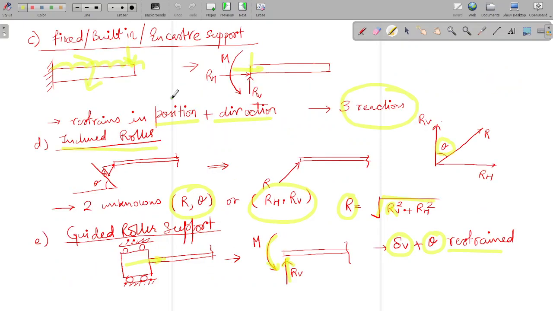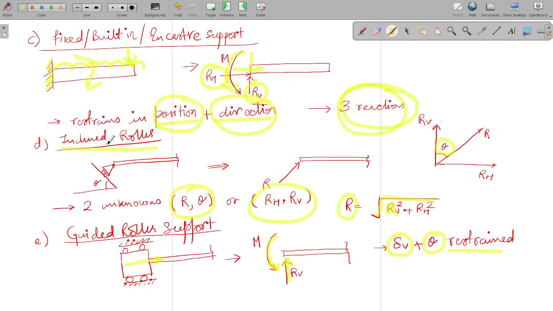So moving on to the next type of support. This is fixed, built-in, or encastre support. So here is a cantilever beam. You can see it in your balconies. There is a cantilever there. So there is a fixed support here, and there is a beam. It will offer three reactions: one moment, and two reactions, RH and RV. It restrains the movement of the beam in both position and direction. So three reactions are developed. Neither delta H is possible, nor delta V, nor theta.